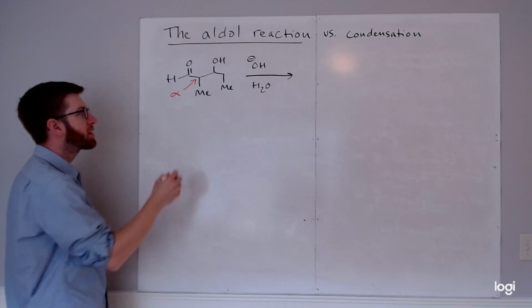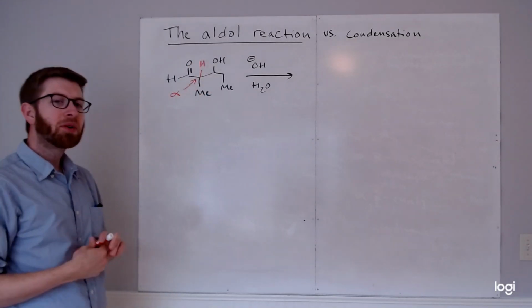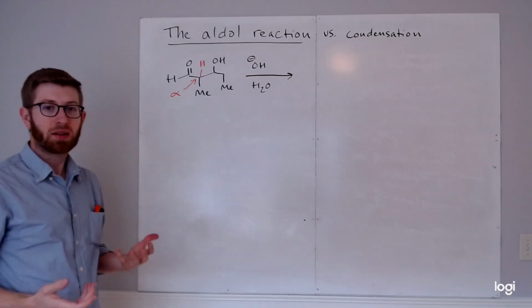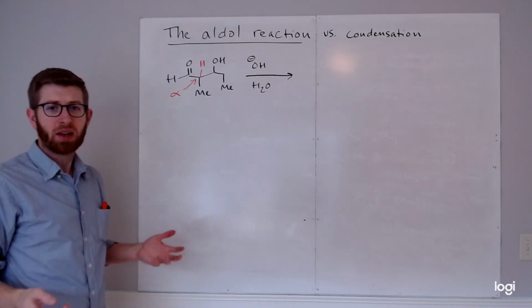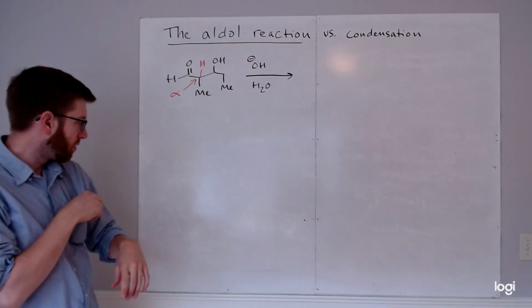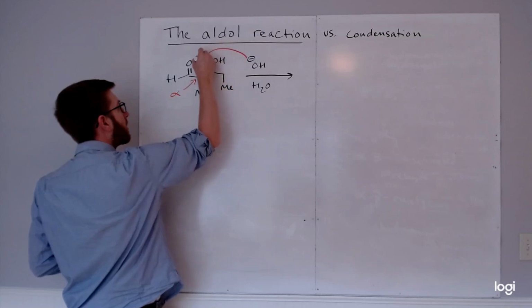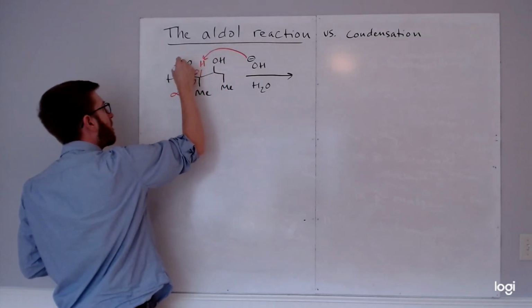And that means I still have an alpha hydrogen. So that proton is still acidic. Its pKa is still going to be around 20, just like was the case with the aldehyde before I appended this other part of the group. And that means that I should be able to use my base to make an enolate.